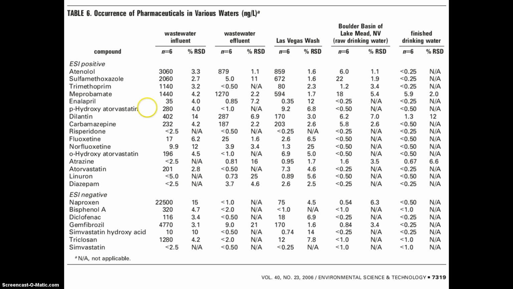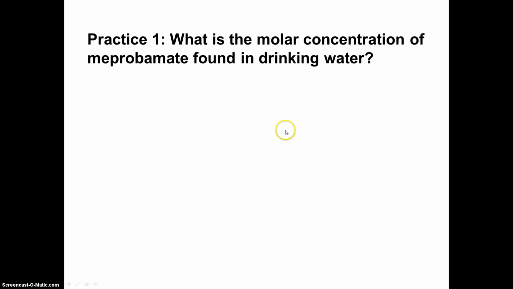So if we look here, there we go, we've got meprobamate. If we look at it in the finished drinking water, you can see that we have approximately 5.9. If we look at the units up here, this is nanograms per liter. So we have 5.9 nanograms per liter. One thing you want to do before you start is find the formal weight of meprobamate, because eventually you want to know the molar concentration.